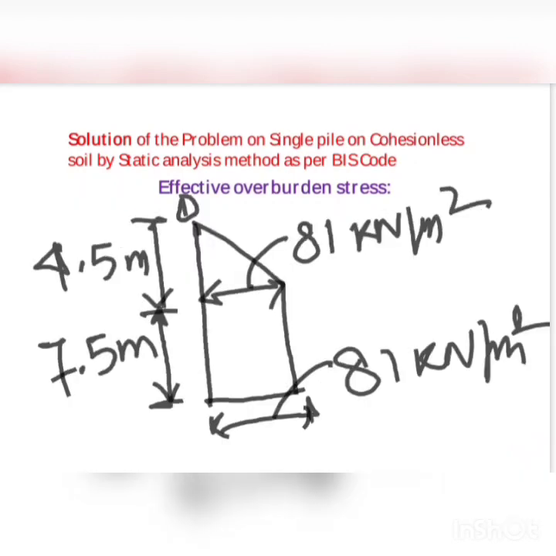Okay, so look at the effective overburden stress, basically the effective stress diagram. If you see, this is the effective stress diagram. It starts from here at 0, it ends up here at 81 kilonewton per meter square in the critical length, where it is 4.5 meter, and then it remains constant. So the initial 4.5, it is 81 kilonewton per meter square, and the rest 7.5 portion, that is 7.5 plus 4.5, that gives you 12 meter.